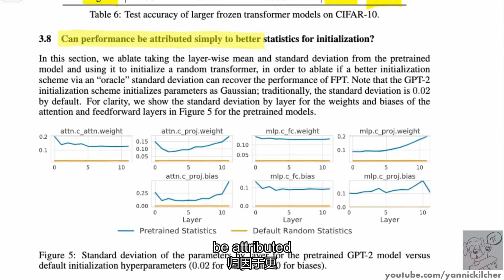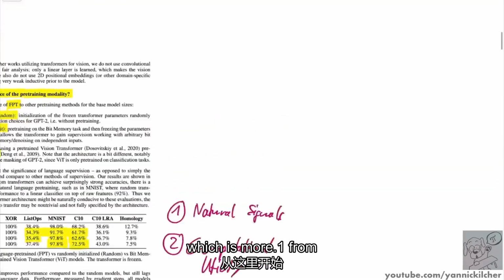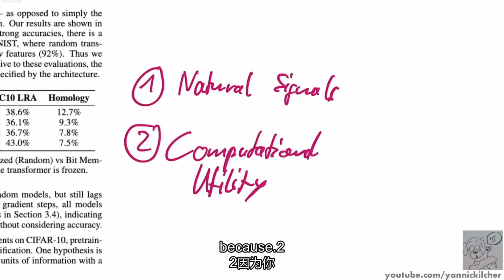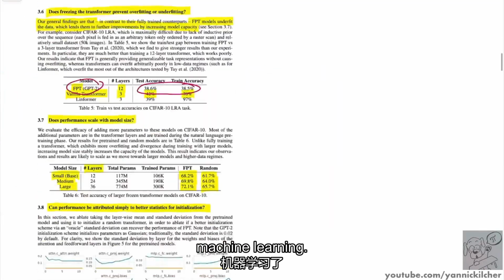Can performance be attributed simply to better statistics for initializations? Here they're going to, let's say, make the point that there is something about language model pre-training that actually makes the transformer conducive to all these tasks. And you can't just reach that by better initialization, which is more point 1 from here than point 2, because point 2 you could just reach by initializing in a better way. Like, we could characterize these computational primitives, and we could build them in from the start, whereas natural signals, we can't characterize them. Otherwise, we wouldn't need machine learning.